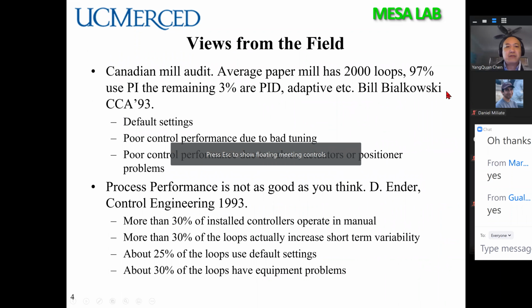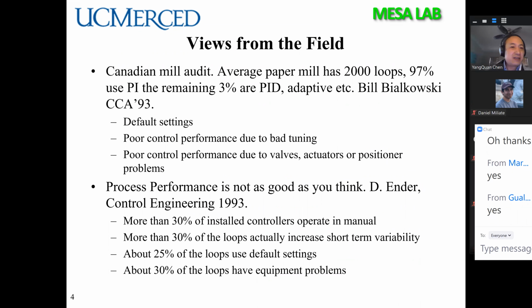From one of the surveys in a Canadian mill audit for paper mills, those making paper, like the package boxes you buy a lot of fruits in, those are paper. Paper making. A typical plant has 2,000 loops, and during the survey, 97% of them were using PI, and the rest were PIDs.